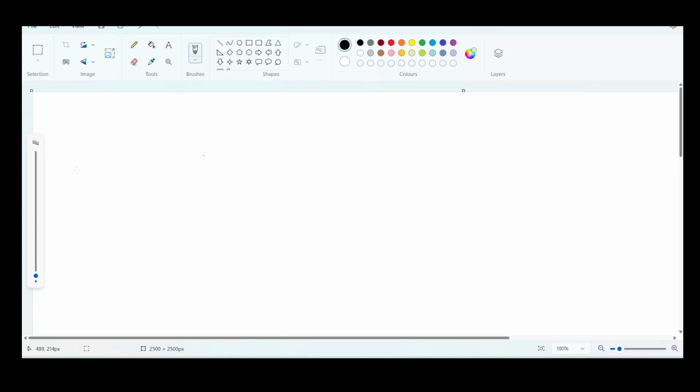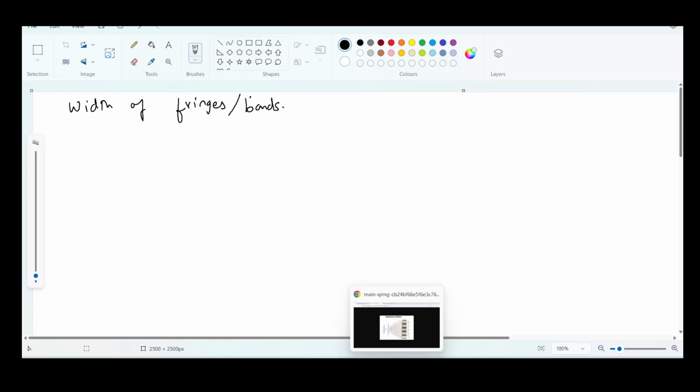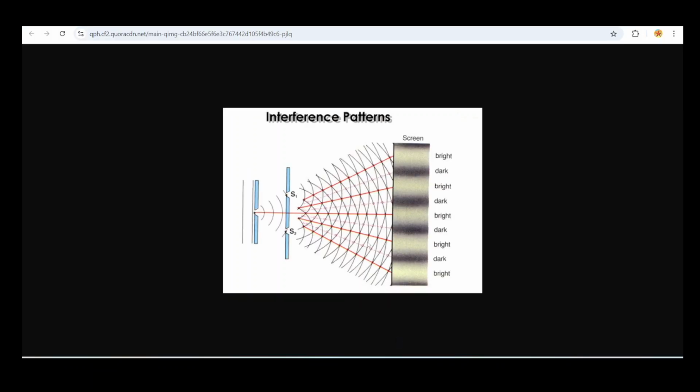Something called width. Width of fringes slash bands. Okay, so how do we find the width? By the way, fringe and band are synonyms of each other. So if you are wondering what is fringe, fringe is basically a synonym for band.